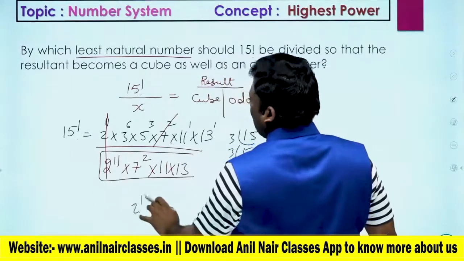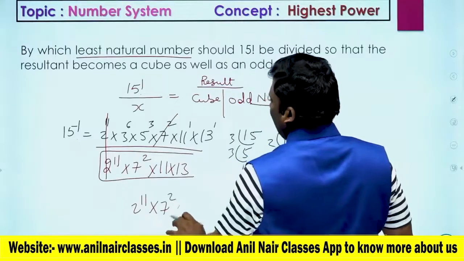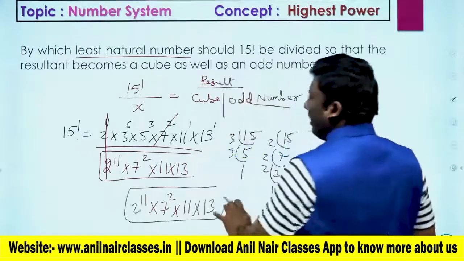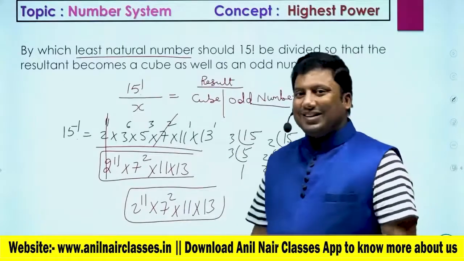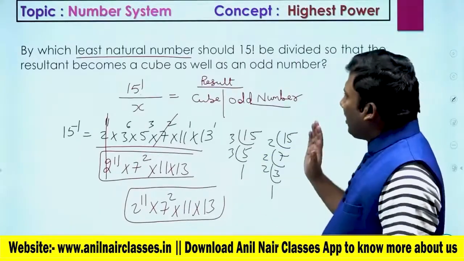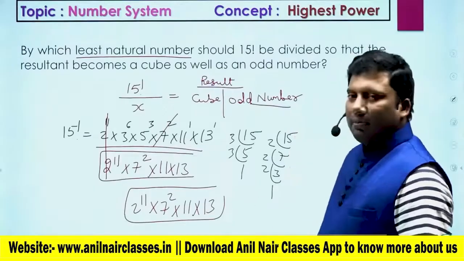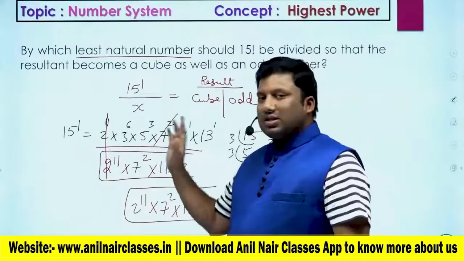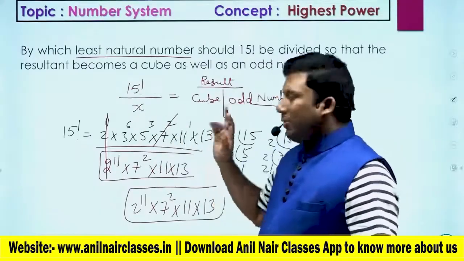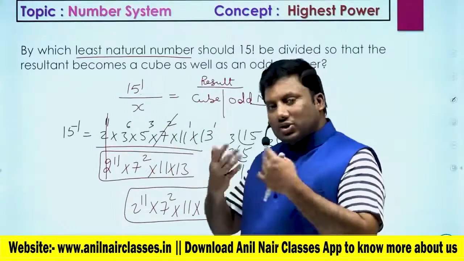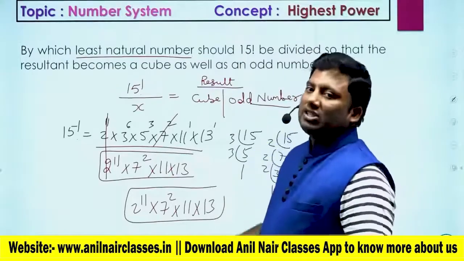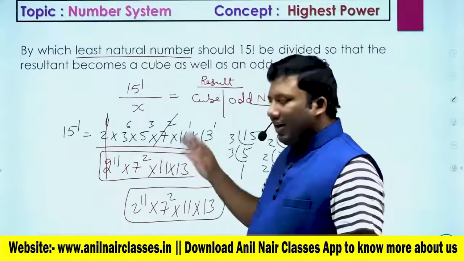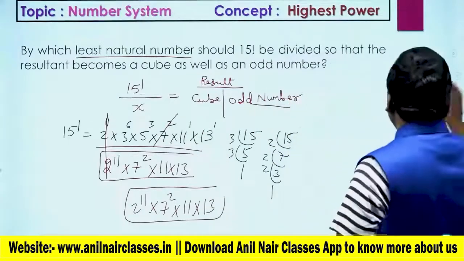So the answer is, this entire number should be divided by 2 power 11 into 7 square into 11 into 13. So that the resultant becomes a perfect cube as well as an odd number. Perfect cube means power should be a multiple of 3. 6 is a multiple of 3. 3 is a multiple of 3. 7 square, it should become a perfect cube. Lowest perfect cube is 7 power 0. Divide by 7 square, divide 11, divide 13. Idea clear? Next one.